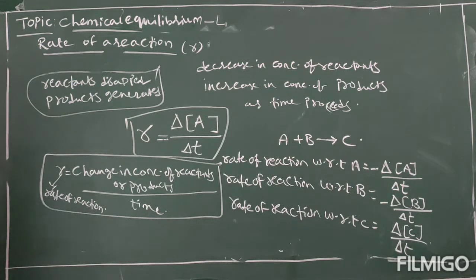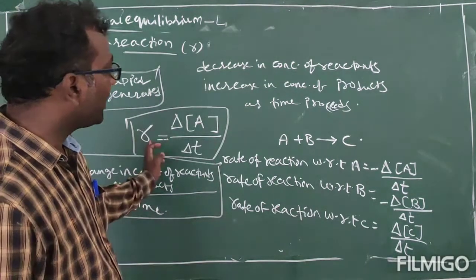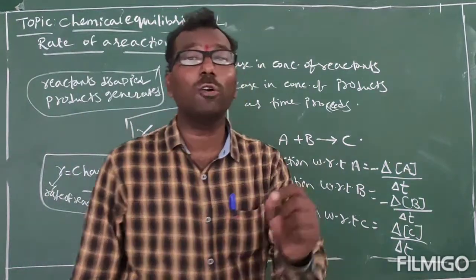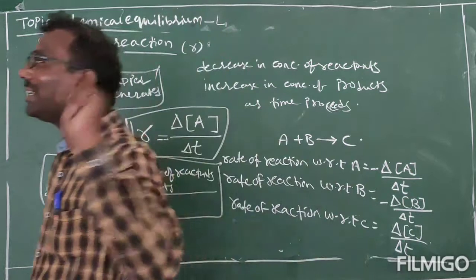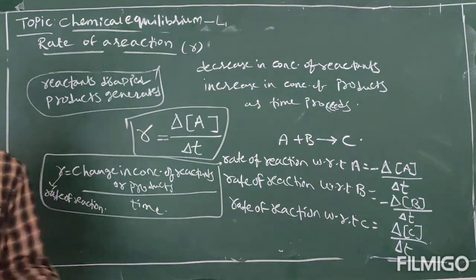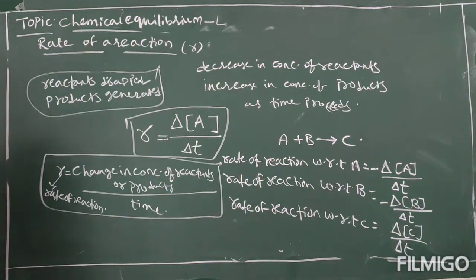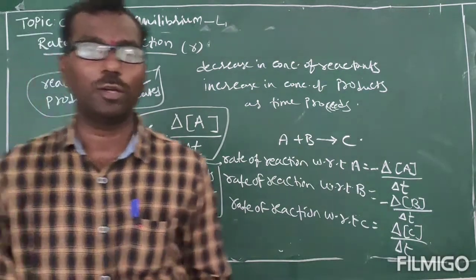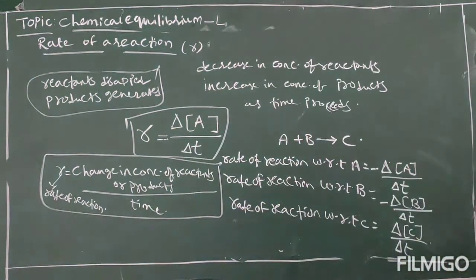And the most important thing is what? The rate of reaction depends upon the stoichiometric equation. That is, it should be a balanced equation first. Then only you can write the rate of reaction. Otherwise, there will be changes again. Okay, what can I conclude? The rate of reaction with respect to a particular reactant or product depends upon the stoichiometric coefficients of that substance in a balanced chemical equation. So this is the most important point. You have to note it down.